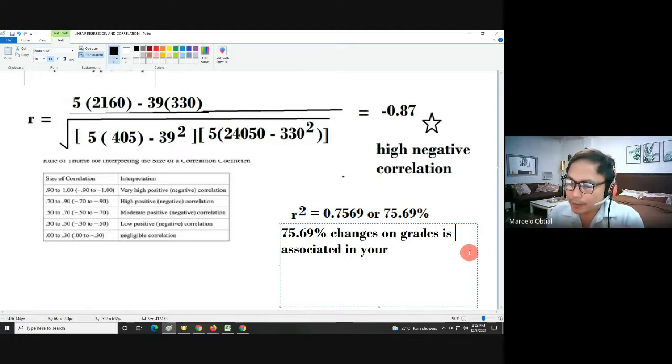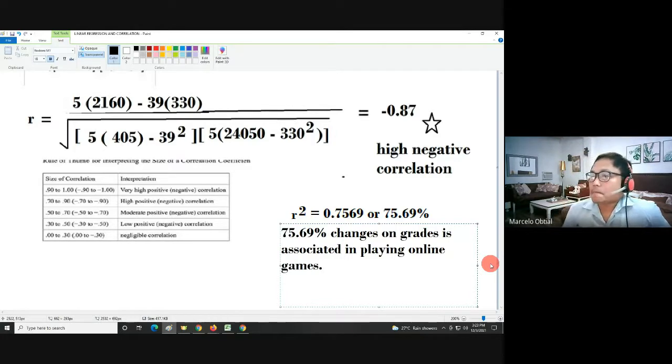Changes by 75.69%. Okay, is dapat kasi a percentage to, no? Okay, is correct niya. Kaya nakalimutan ko sa mga verb agreement. This is percentage, right? Dapat is associated in playing online games. Okay? That's the meaning of pag-square natin yung ating correlation. Okay? So I hope that's very clear.